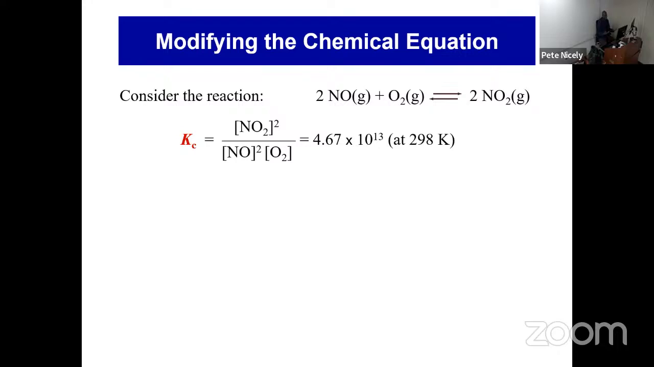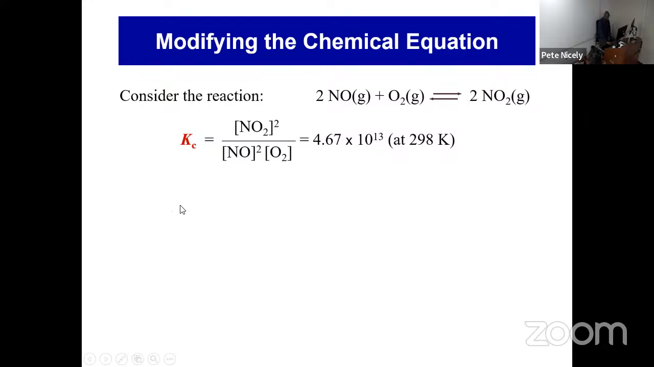So of course, by now we know how to set up the expression based on the balanced equation. So this is it right here. Kc is equal to the concentration of NO2 squared divided by the concentration of NO squared times the concentration of O2. And it was determined that at 298 Kelvin, the Kc value is 4.67 times 10 to the 30. Now, that's for this equation.